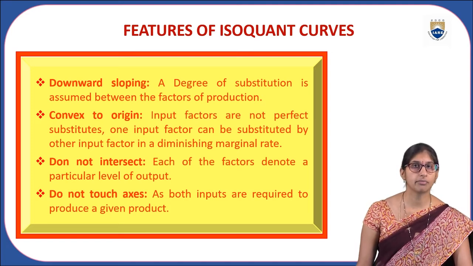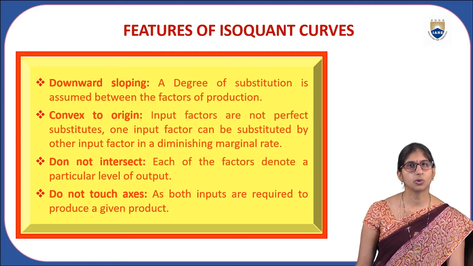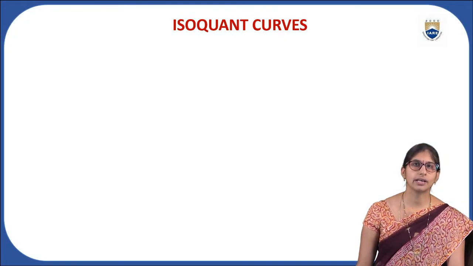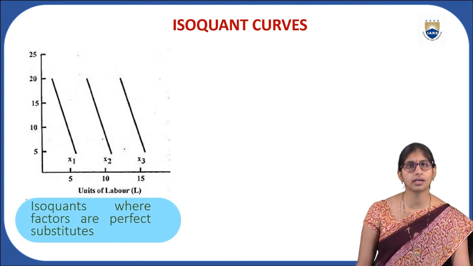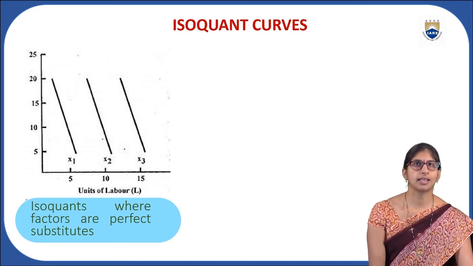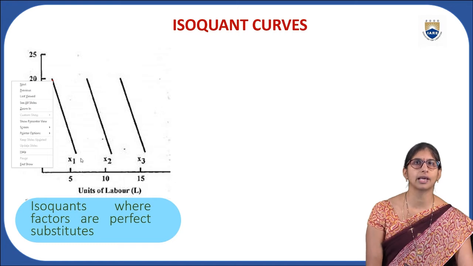So for every combination of inputs, some total output is obtained, so they do not touch the x-axis. These are the features of isoquant. As I was saying, inputs are not perfect substitutes, so we can see two different isoquant curves. First, when capital and labor are perfect substitutes, then our isoquant curves look like this.